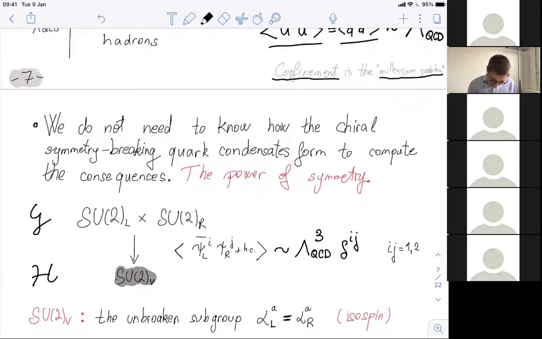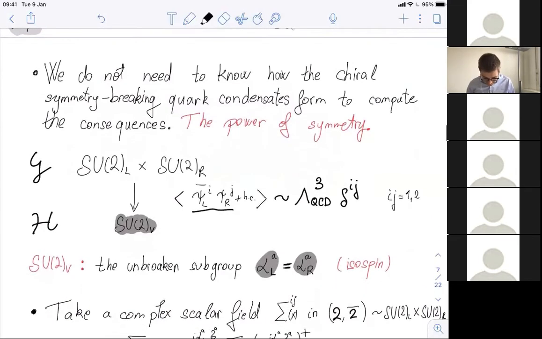If you look at the form of this condensate, it is psi left bar psi right. The vacuum stays the same under this transformation if the left and right rotations are the same, which is the definition of the diagonal subgroup. You do the left and right rotation in the same way, then you don't touch the ground state. The ground state is invariant. However, if your left and right rotations are not the same, then you are changing the vacuum. That corresponds to the broken generators, the broken directions.